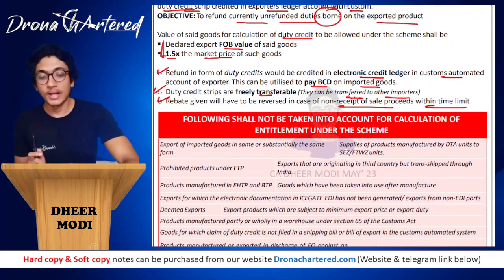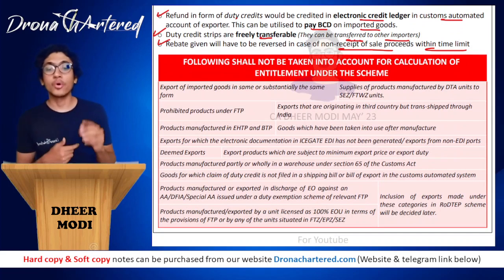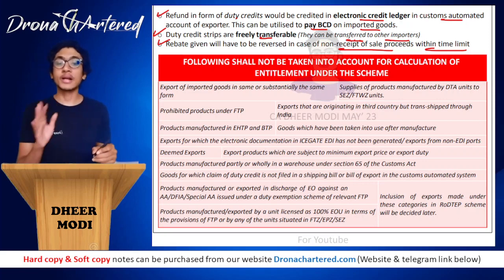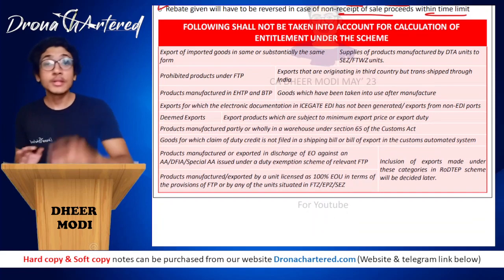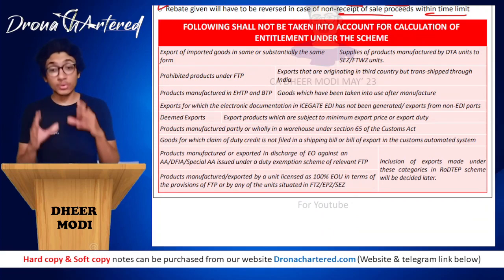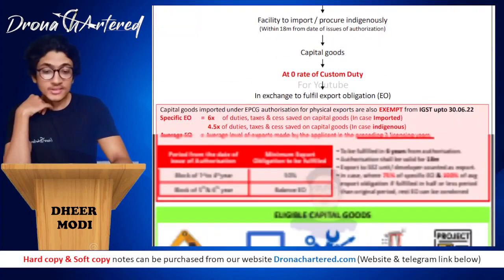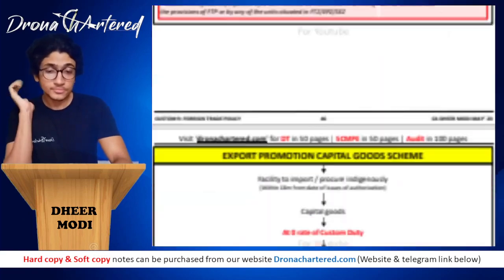And the last part of this chapter is the list of things that shall not be taken into account for calculation of entitlement under the scheme. So these items will not be included. And with this, we are done with your FTP chapter. We will just go through this list, and your FTP chapter will have just the last page remaining.